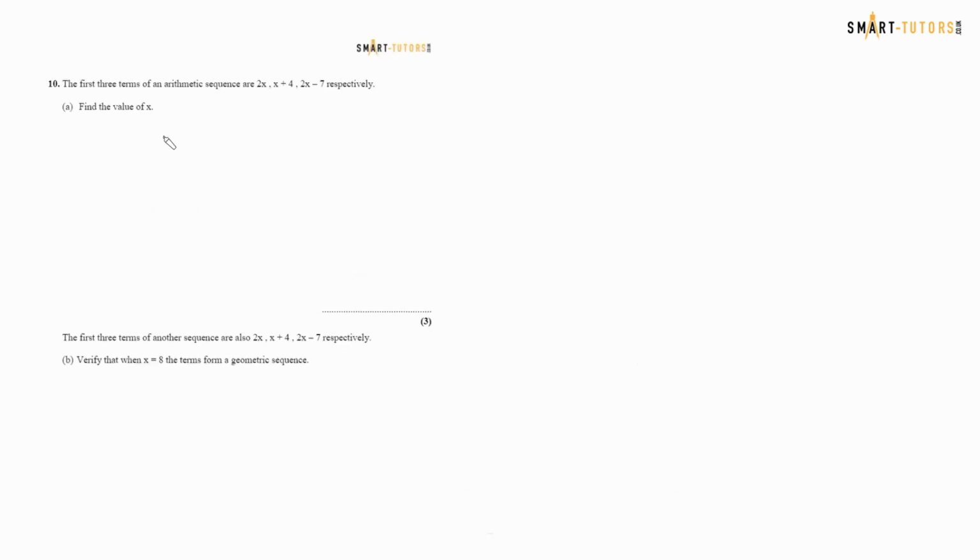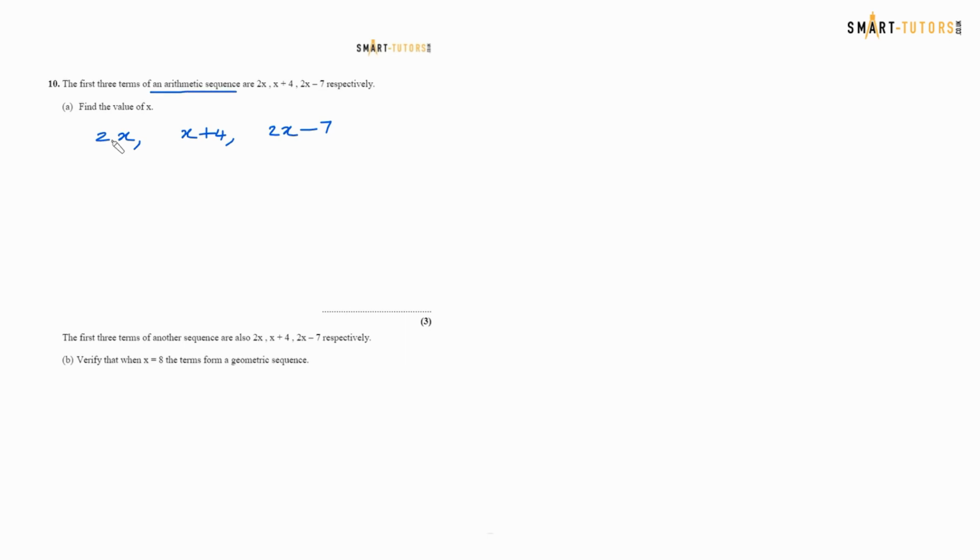Question number 10. The first 3 terms of an arithmetic sequence are 2x, x plus 4, 2x minus 7 respectively. Find the value of x. So let's start this one. 2x is the first term, x plus 4 is the second term, and 2x minus 7 is the third term. They have given a clue: arithmetic sequence.